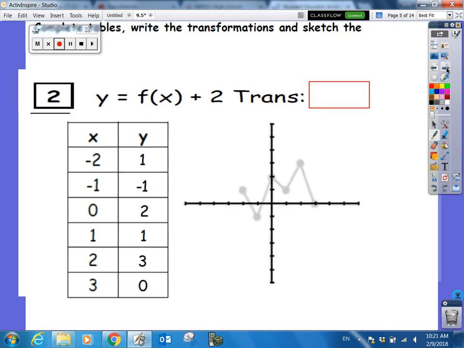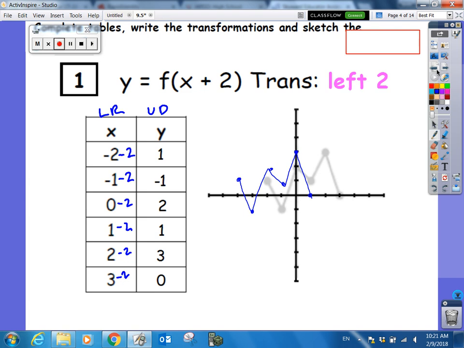All right, the 2 on the outside. So notice the difference between number 1. X plus 2 is on the inside.